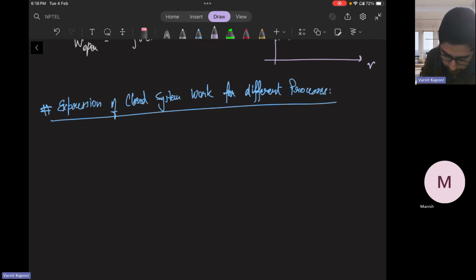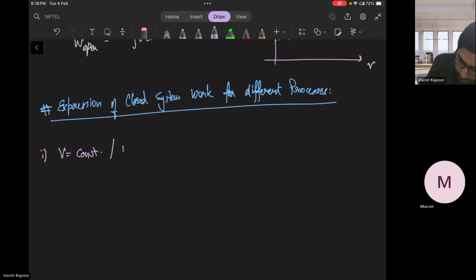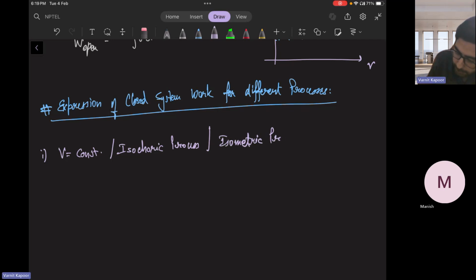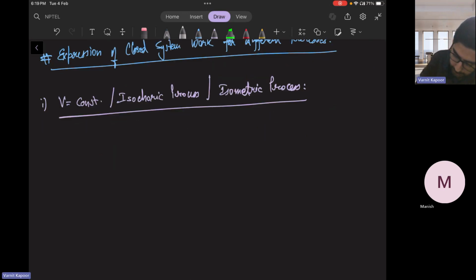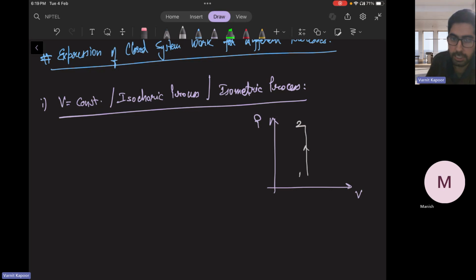Okay, so suppose first is volume is constant. What is this process called? Isochoric process or isometric process. Whenever it is said the process is isochoric, isometric, or volume is equal to constant, all are the same thing. So when a process is like this, the plot looks like this. This is a PV plot and volume is constant. So the process will be something like this, from state 1 to 2, and we are dealing with a closed system. So the projection will be on the volume axis.